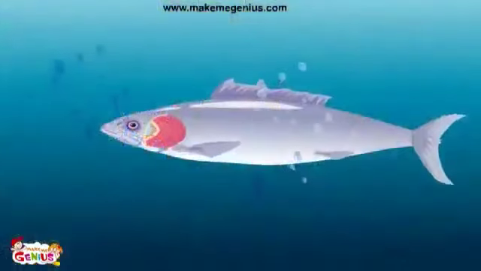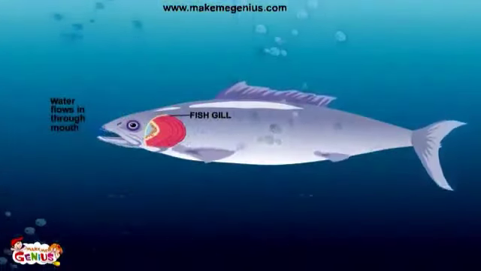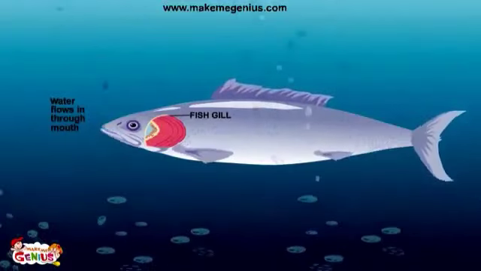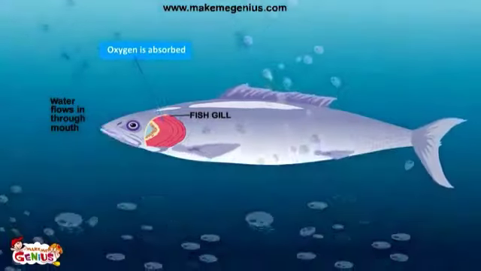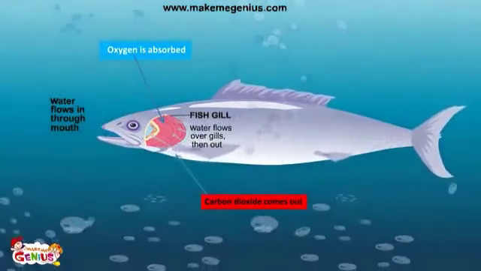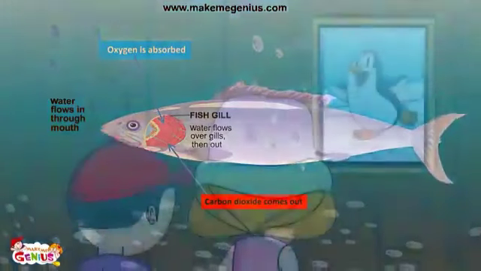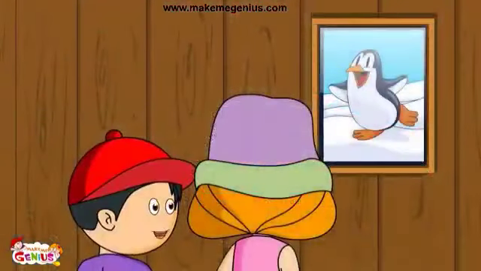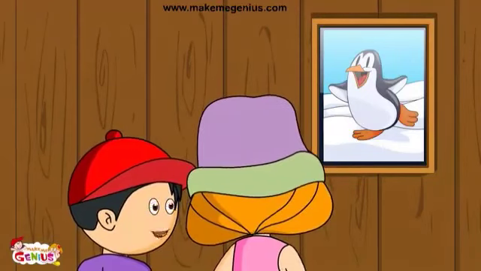Fish have gills on both sides of their body. Seawater goes in from their mouth and passes through their gills. These gills absorb oxygen from the water, and carbon dioxide from the body is released, which comes out of the gills from the other side. Wow, we learned adaptations in aquatic, arboreal, and desert animals.